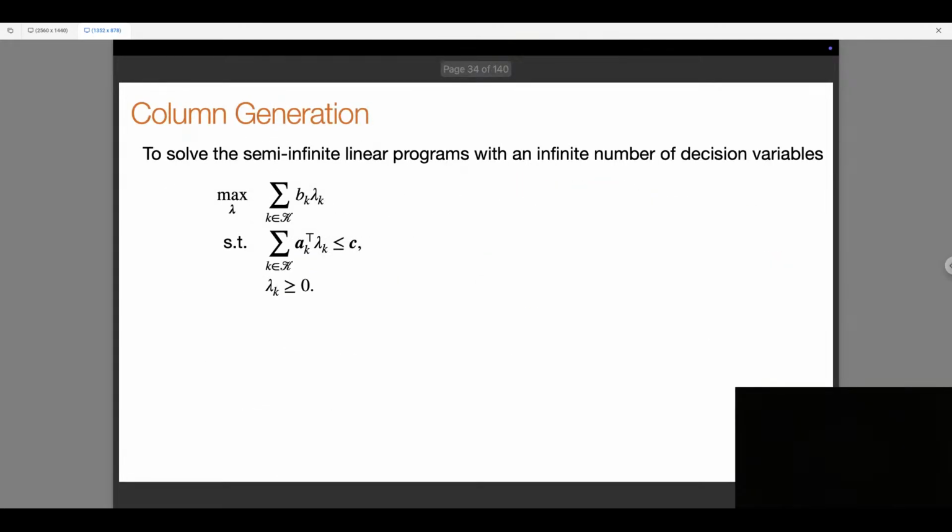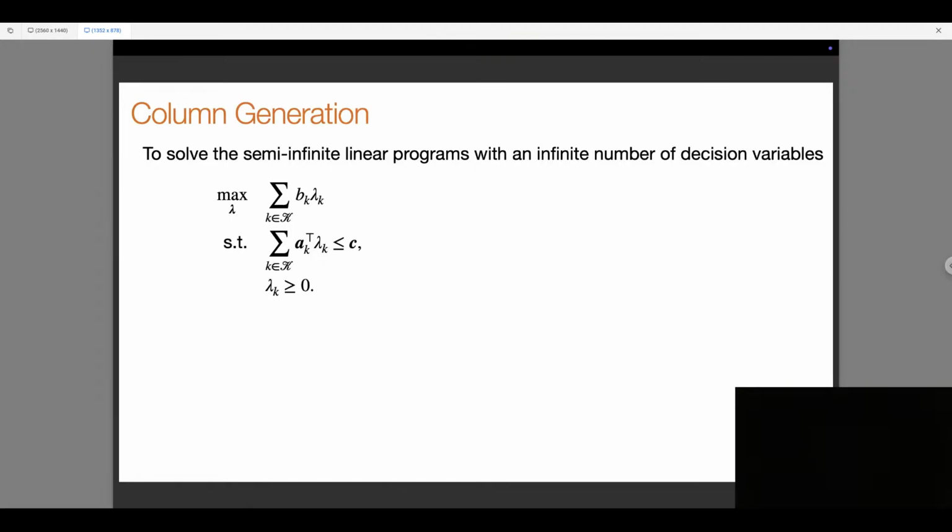With k to be where k can be infinite numbers, where the k have infinite elements, infinite number of elements. So for the decision variable, there are infinite number of decision variables.